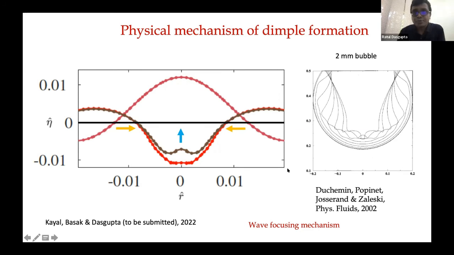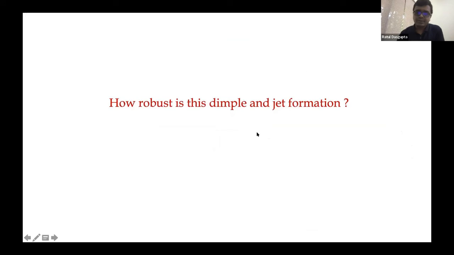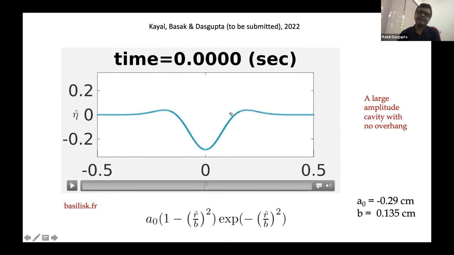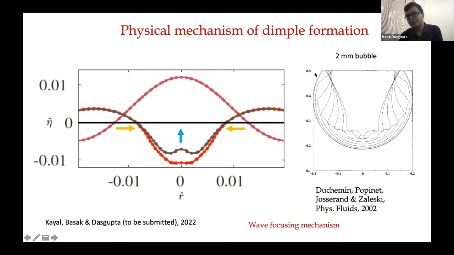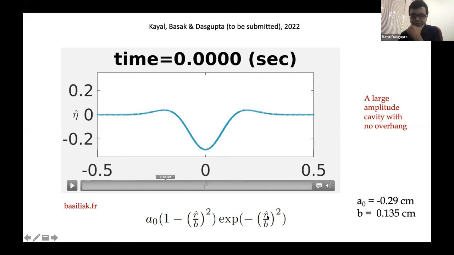Now let's also ask, how robust is this mechanism? What I'll show you here is the same process, just as an illustration. We have taken a cavity, but now the cavity is not just a Bessel mode, but it's simpler than the bubble, because the bubble actually has an overhang. If you show the free surface, there is a region where at the same radius there are two heights. So we'd like to have a slightly simpler initial condition, and so this is the initial condition.